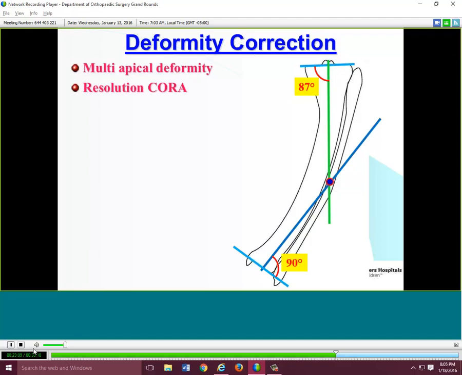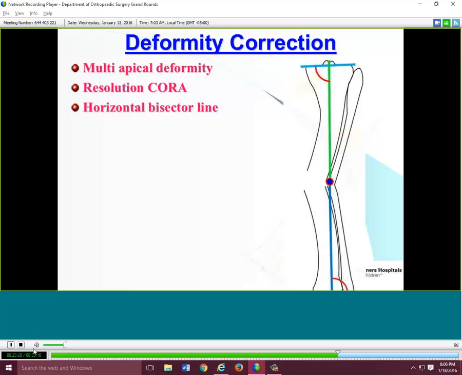All right, so we have our apex here, our CORA here, and we're measuring a 37-degree deformity in this case. We'll do our horizontal bisector line, and that'll give us an idea where we want to rotate. We get a correction like that. And so now we don't have a straight bone, but we do have our knee and our ankle that are parallel, and that's really what's important.